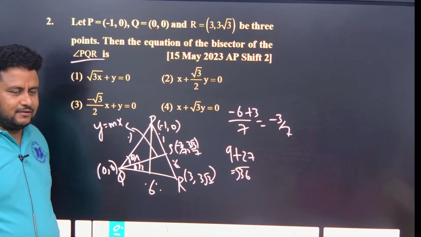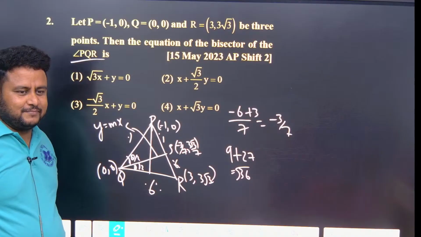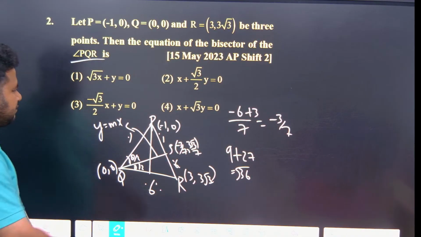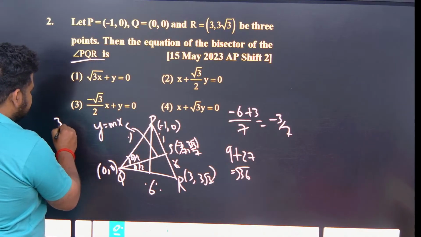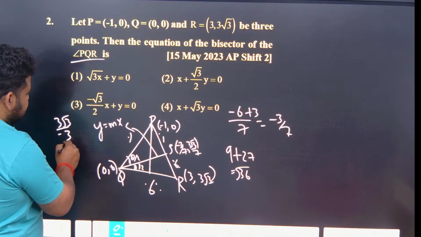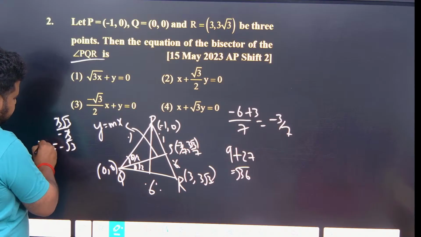What is this m here? Slope. I know slope. What is the value of m? Y by x, correct? So here what is this y? 3 root 3 by 7. Anyway 7 will get cancelled. 3 root 3 by minus 3. So I can cancel 3, and I'll have minus root 3. M is equal to minus root 3.